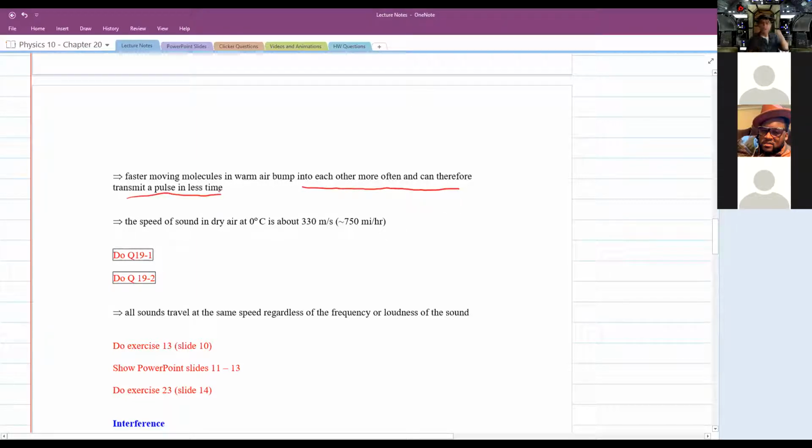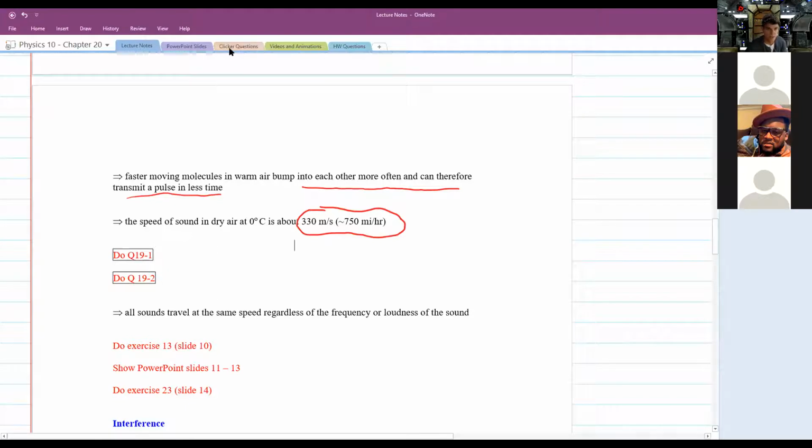And you don't need to know these exact values, but the speed of sound in dry air at about 0 degrees Celsius is 330 meters per second, or about 750 miles an hour. So in most everyday situations, you can imagine sound traveling at about 750 miles an hour.